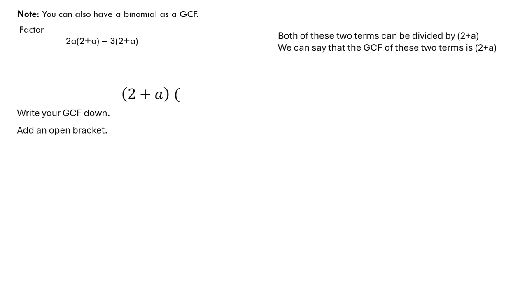We bring down our first term and divide it by our greatest common factor. Our first term is 2a times 2 plus a. We divide it by our greatest common factor. Gives us 2. They cancel out. The 2 plus a's cancel out, leaving us with an answer of 2a. We put that inside our bracket.